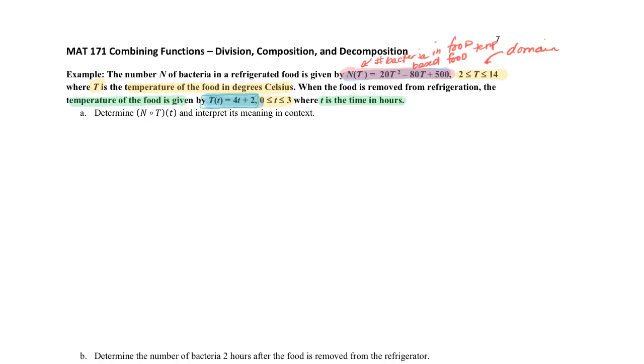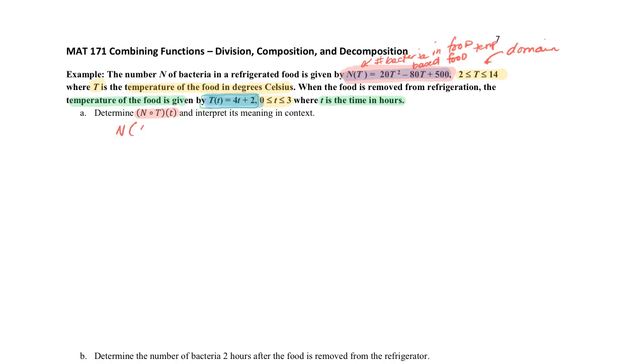So the formula in red that tells me number of bacteria is based on knowing the temperature of the food. The formula in blue tells me the temperature of the food based on how long it's been out of the refrigerator. Well, what if I wanted to know the number of bacteria, but instead of based on temperature, just based on how long it's been out of the refrigerator? Well, guess what? You can do a composition. That's this. So we're going to determine N composed with T of T, and then we're going to interpret the meaning in context. Let's come up with the composition here first.